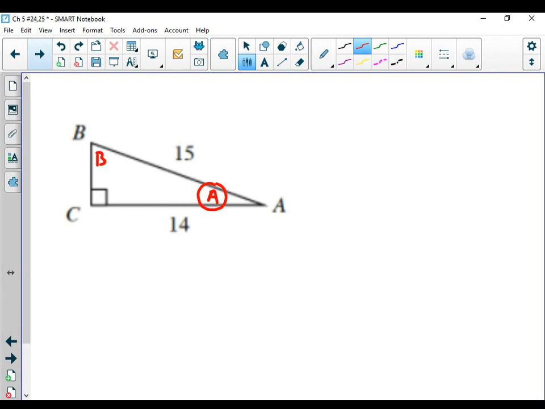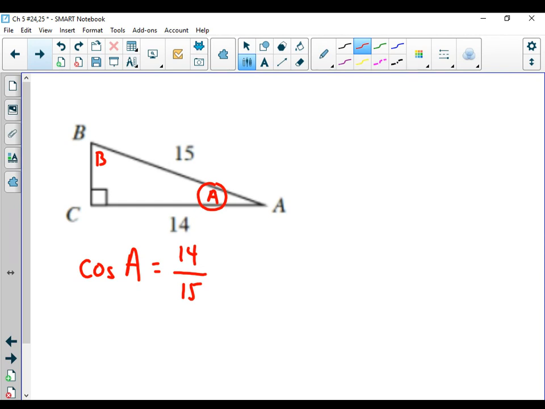Well, if I decided I'm going to try to find angle A first, what two sides do I have in terms of opposite, adjacent, or hypotenuse? You have adjacent and hypotenuse, which means if I go to my list here, which one am I going to use? Cosine. So here's really what I'm looking at. I'm looking at the cosine of angle A, because the two sides I have are 14, which is the adjacent, over 15, which is the hypotenuse.